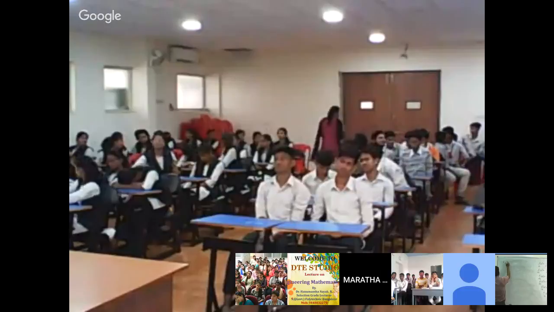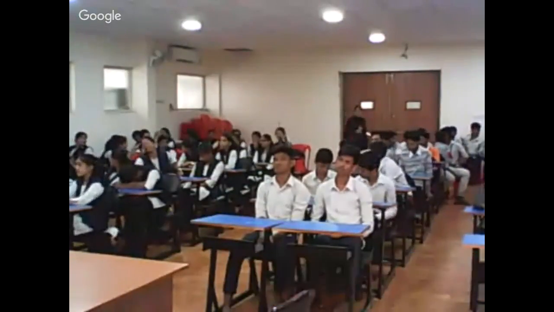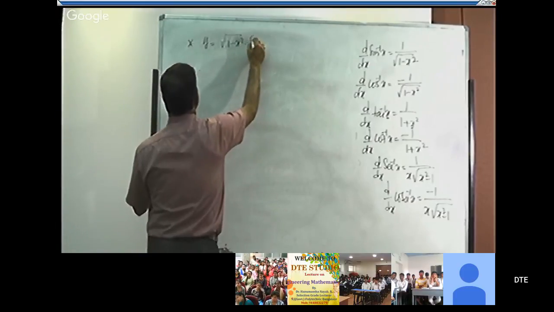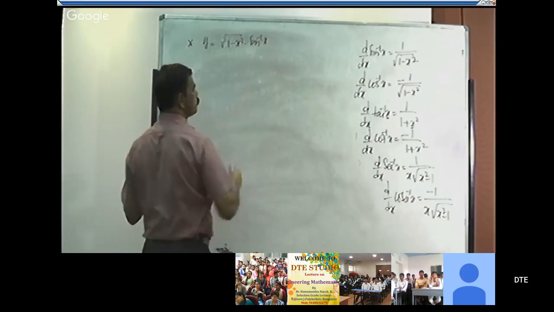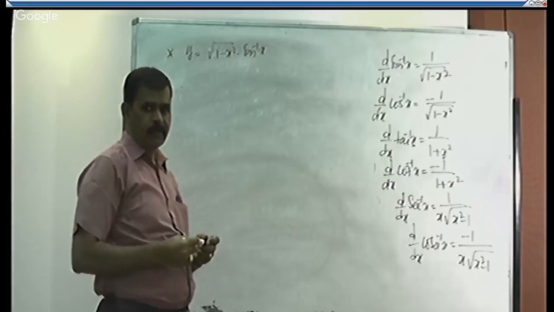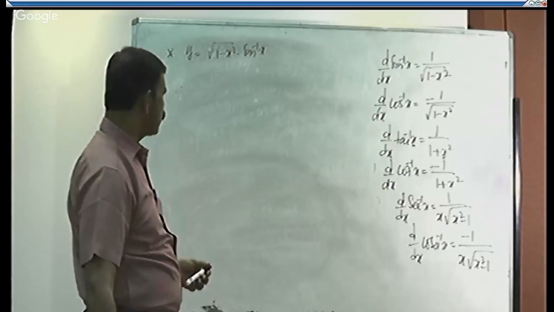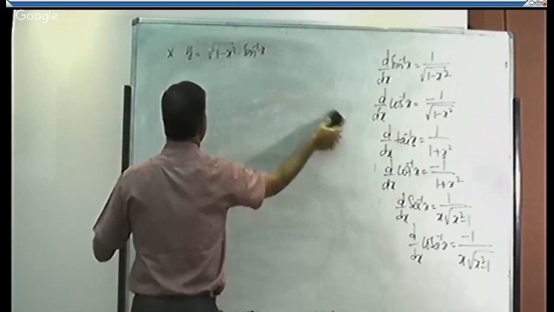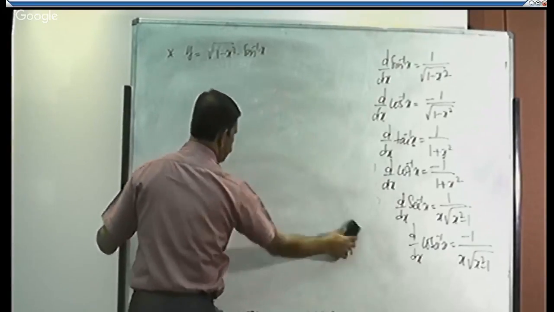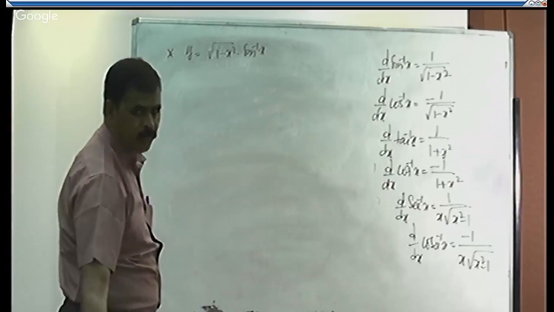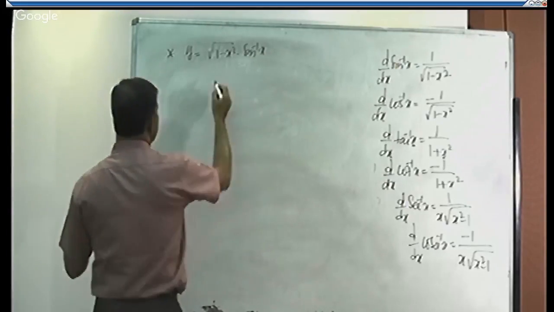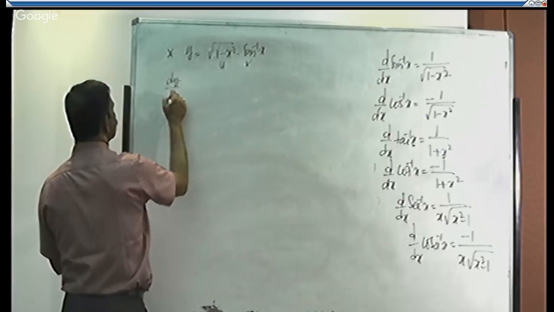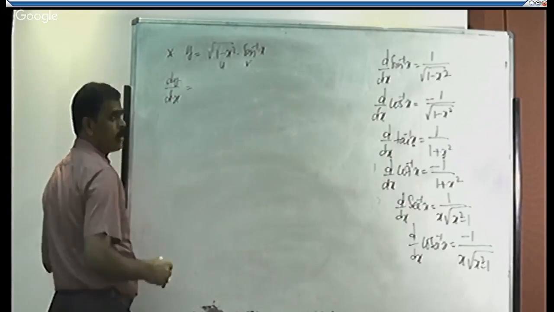So this problem, y is equal to x square root of 1 minus x square into sine inverse x. The problem is of which form? See the given problem, it is of product form, right? There are two terms which are in product. This is u, this is v. How to differentiate this? Use product rule.